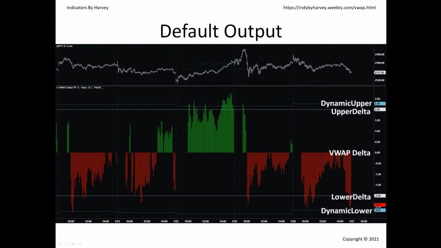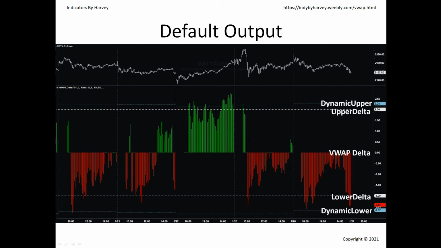Now let's zoom into the output of h.VWAP3.Delta. You'll see there's 5 different plots. Let's start in the middle. VWAP delta is a histogram. When price is above VWAP, it's green. When price is below VWAP, it's red. The value displayed by the VWAP delta is the maximum deviation relative to VWAP that price made on that specific bar.